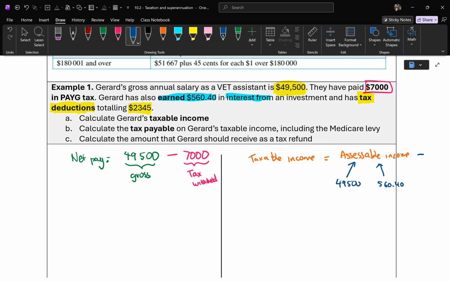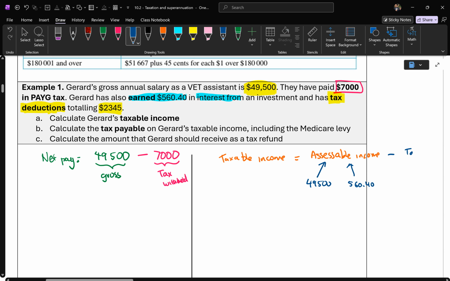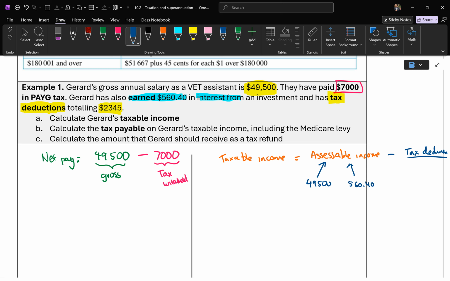When you minus the deductions, so tax deductions, obviously this is the best part that you can do. The more you can tax deduct legally, the smaller your taxable income is, the less tax you pay. Does that make sense? So tax deduction, in this question, they've already told you that you've got a total of $2,345 that you can deduct.